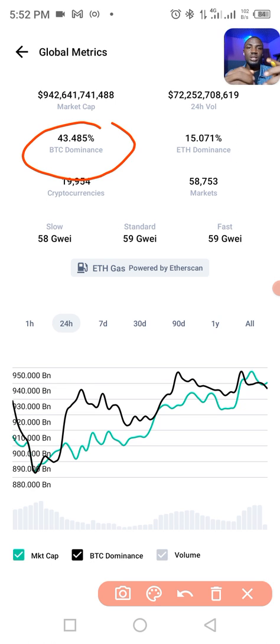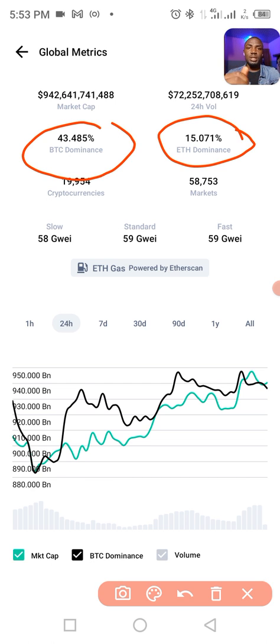Now why does Bitcoin have such a huge percentage? Because Bitcoin was the first cryptocurrency that came into existence. So for that, it's sitting at 43%. It occupies 43% of the entire crypto market. And then we have the next one, Ethereum dominance. Ethereum dominance here is 15%, meaning out of this 940 billion dollars, Ethereum, which is the second biggest cryptocurrency and the second cryptocurrency to come into existence, has 15% of the entire crypto market.